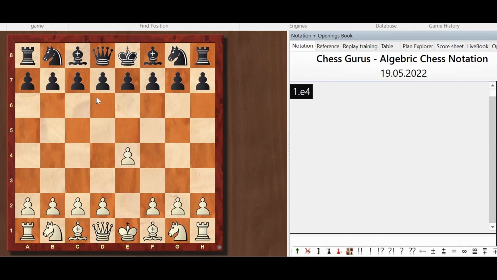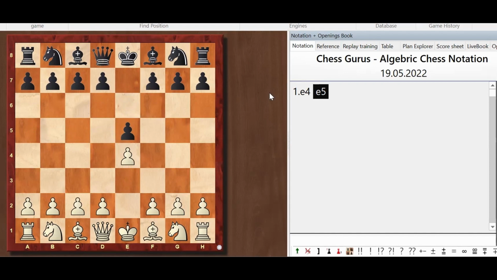Let us say black plays this. What will it be called? E5, because only the pawn is moving to the square E5. One very important thing about algebraic chess notation is that all counting is done from the white side. Even black moves are counted from the white side. So you see A, B, C, D, E, F, G, H, and 1, 2, 3, 4, 5, 6, 7, 8.